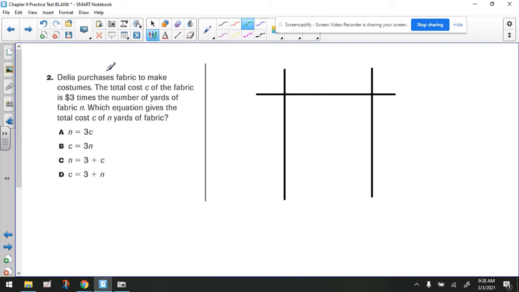Delia purchases fabric to make costumes. The total cost C of the fabric is 3 times the number of yards of fabric N. Which equation gives the total cost C of N yards of fabric? So I think what's confusing about this is the fact that they're using the variable C and the variable N, and we have to figure out what depends on what. So does the cost depend on how much fabric we're using, or is it the other way around? Does the amount of fabric we're using depend on the cost?